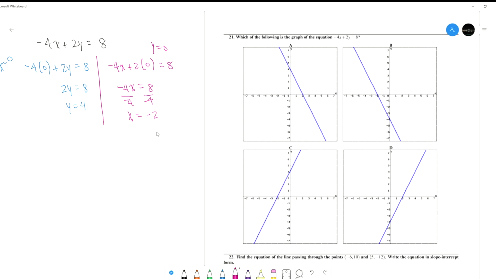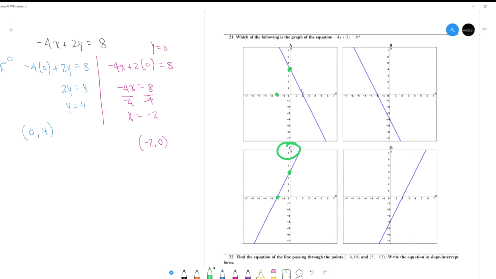Right? So my ordered pairs are (x, y) and (x, y). Where do we see that? Do you all see it? (0, 4) and (-2, 0). So I have (0, 4) here. Negative 2 should be over here, right? Which graph has that? Right here. This one does. Right? So it's C.